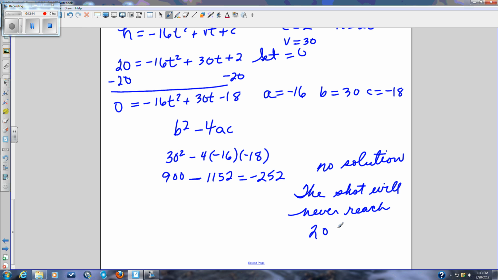So you can actually use the discriminant to see if some situations are even possible. Is it possible to achieve a particular event that involves a quadratic equation?